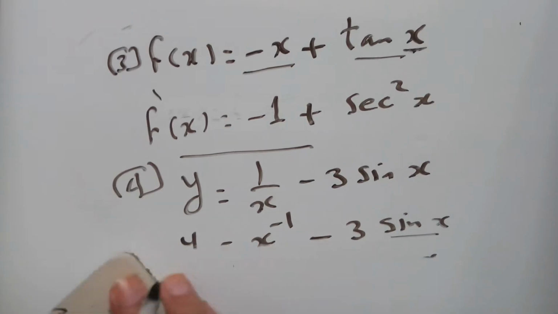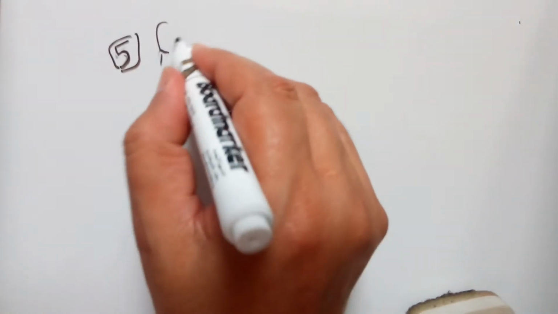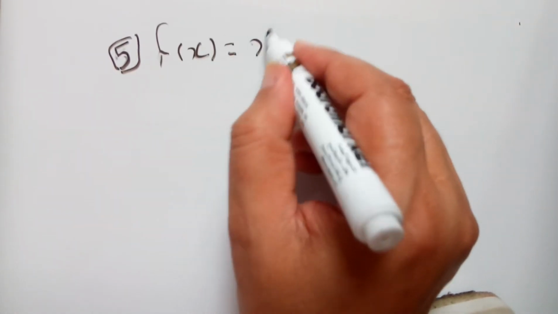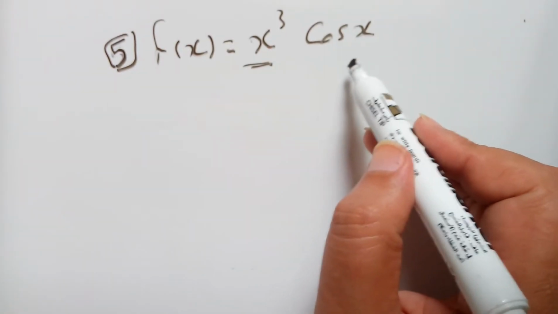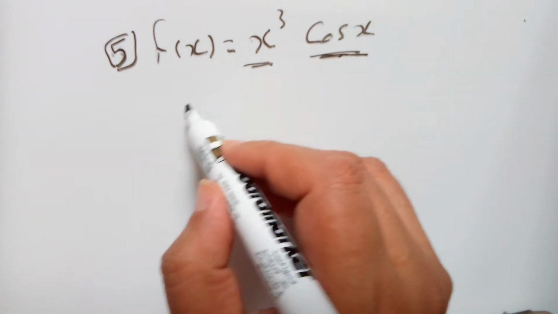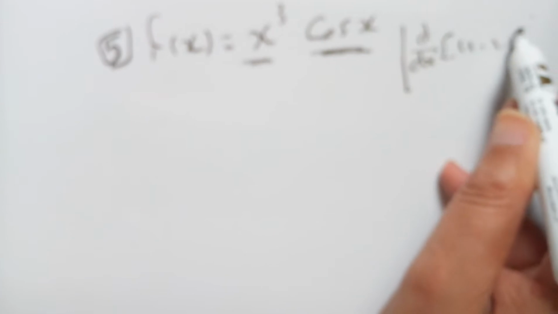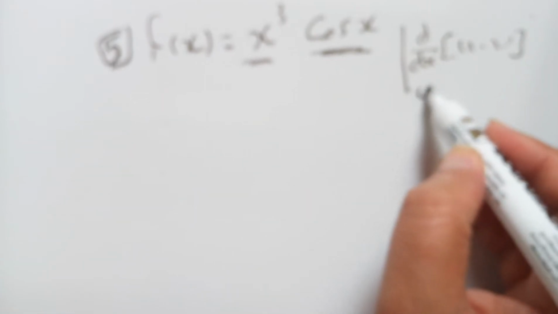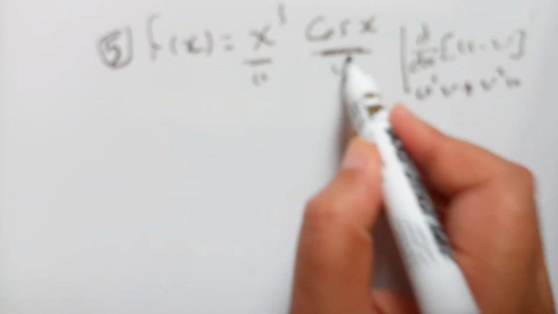Okay, number 5. f of x is equal to x cubed cosine x. How to apply here? You have here x cubed multiplied by cosine x. Then you can apply what? The derivative for the product rule. u multiplied by v, it is what? It is u prime v plus v prime u. Then where is u? This is u and this is v.